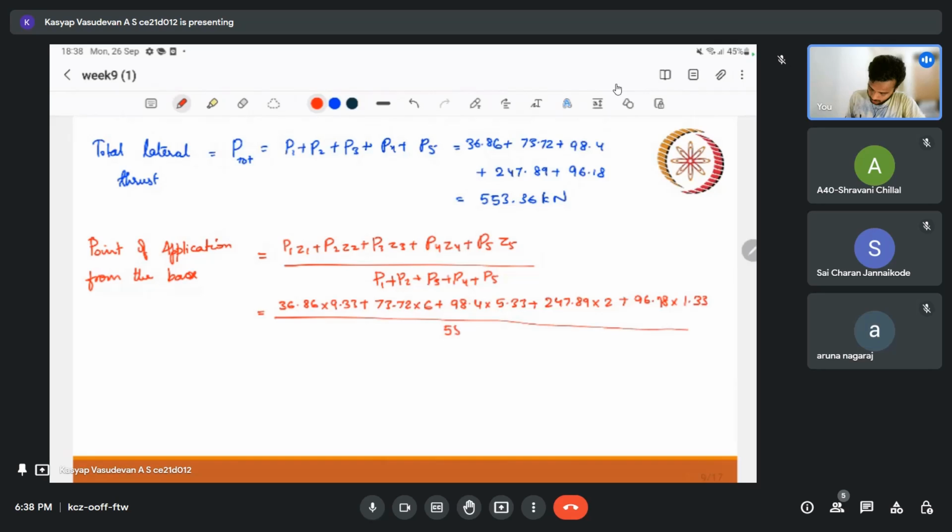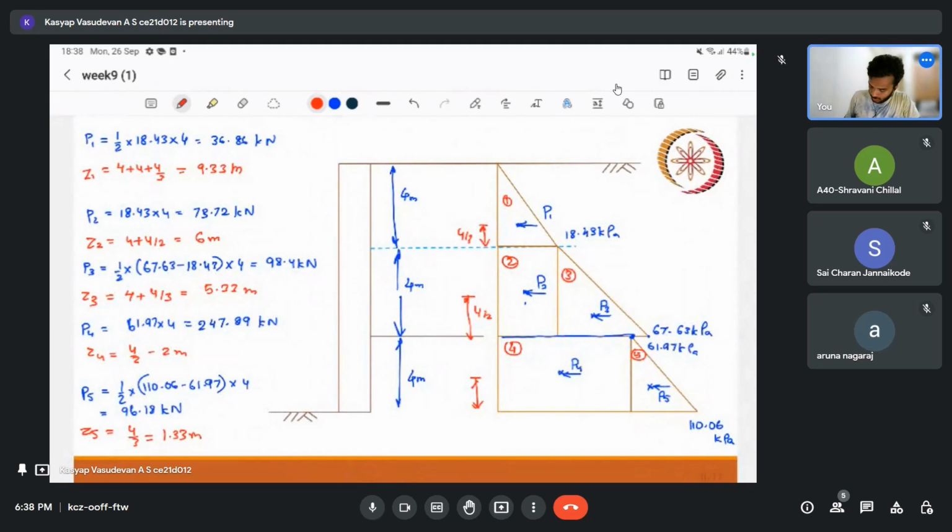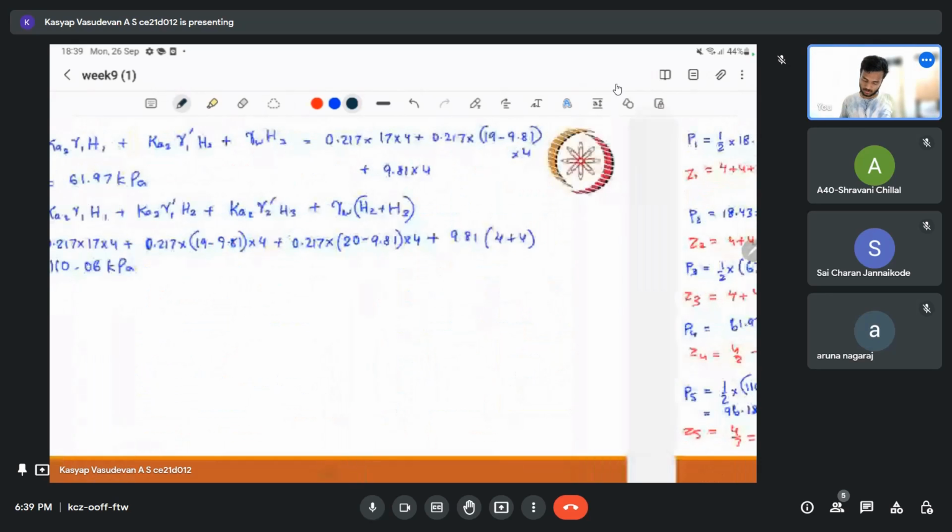My total force is nothing but 553.36. So this will be 3.497. Just to check. Okay, so this is my point of application. What it means is that at 3.449, that is nothing but 3.5, it will be somewhere here. I will use this color. So at this particular level I have my P total, and this is almost 3.5 meter from the base. That is the idea.